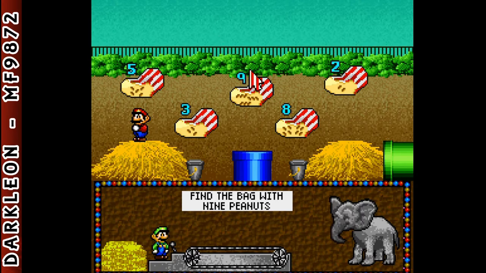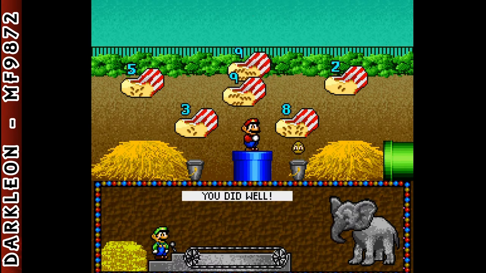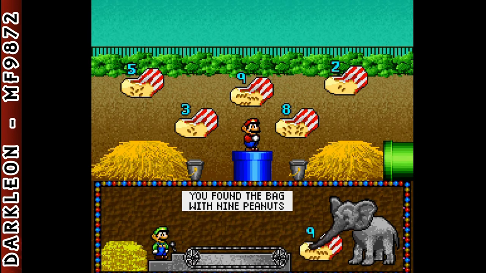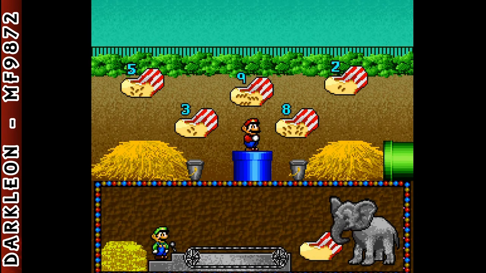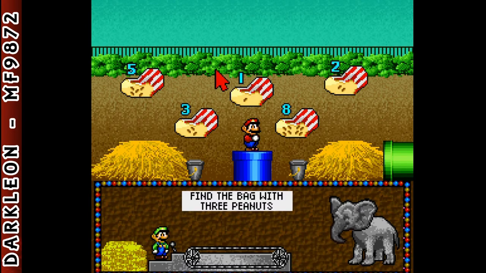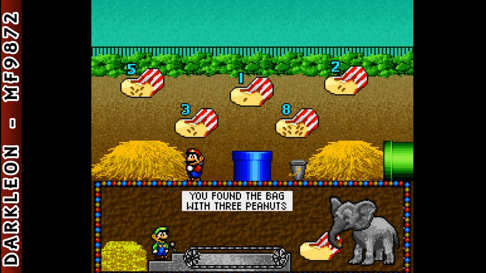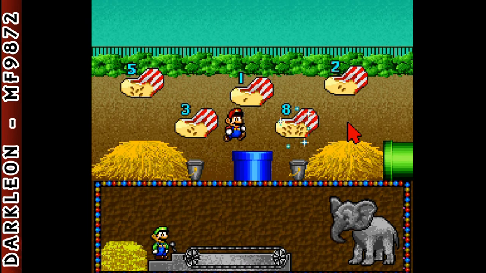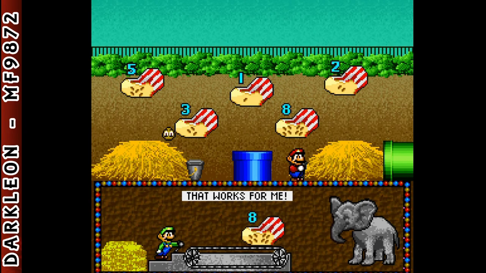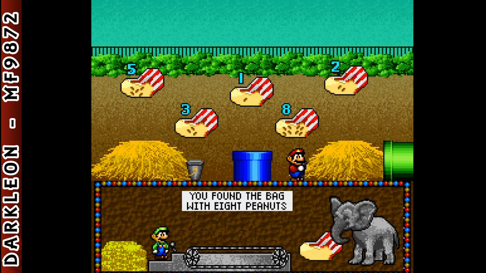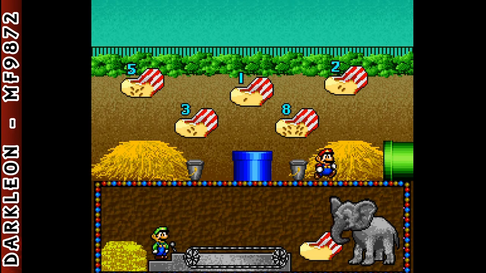Find the bag with 9 peanuts. You did well! You found the bag with 9 peanuts. Find the bag with 3 peanuts. Super! You found the bag with 3 peanuts. Find the bag with 8 peanuts. That works for me! You found the bag with 8 peanuts.